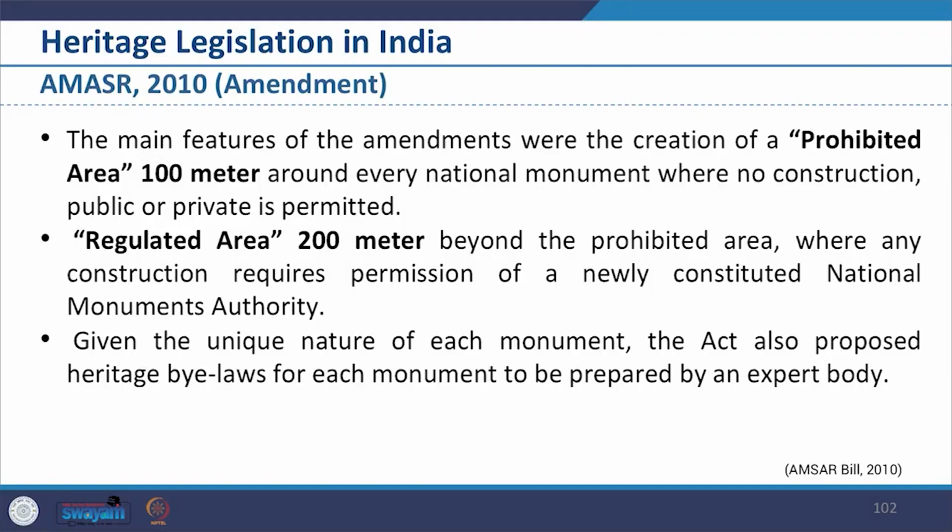The main feature of this revision was that it declared a prohibited area of 100 meters around every national monument where no construction, public or private, is permitted. Then you also have regulated areas extending 200 meters beyond the prohibited area, where any construction requires permission of a newly constituted National Monuments Authority (NMA). Given the unique nature of each monument, the Act also proposed heritage bylaws for each monument to be prepared by an expert body. Now we'll look at the Amendment Bill of 2017.